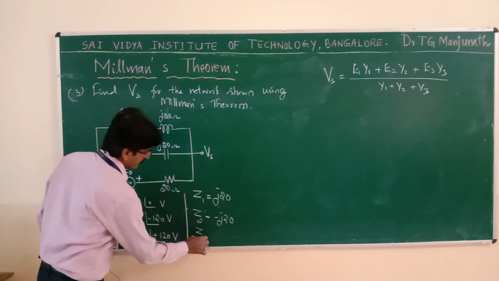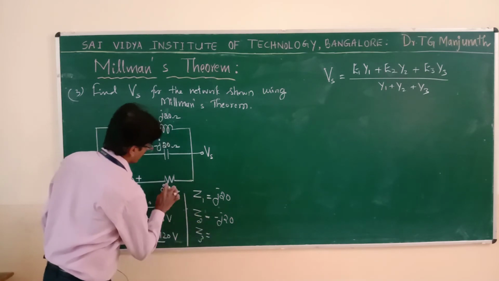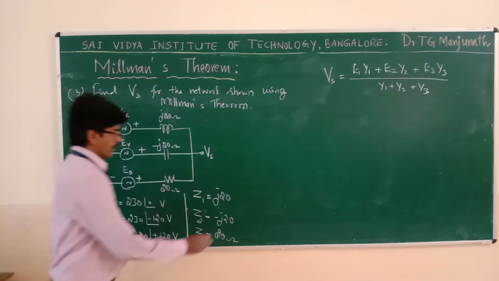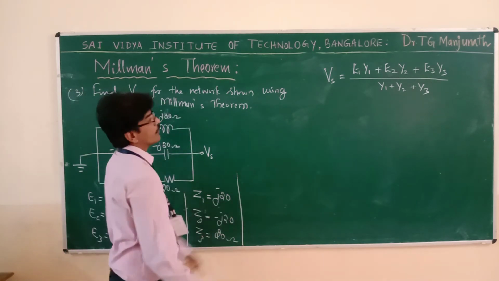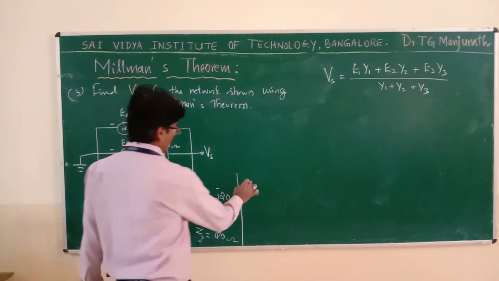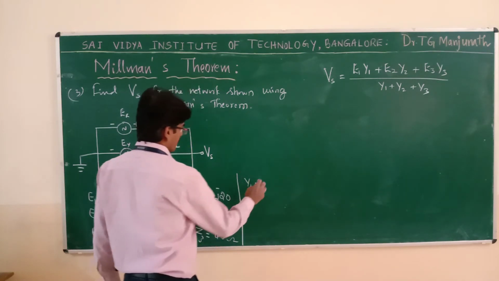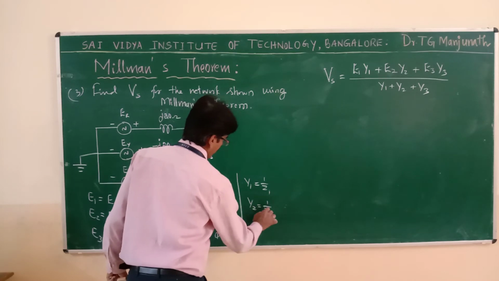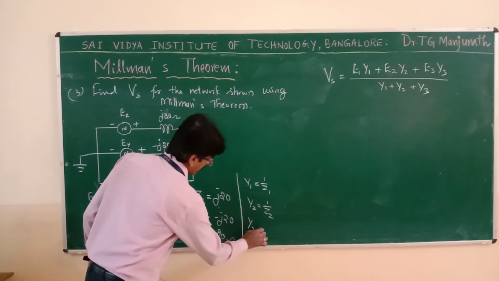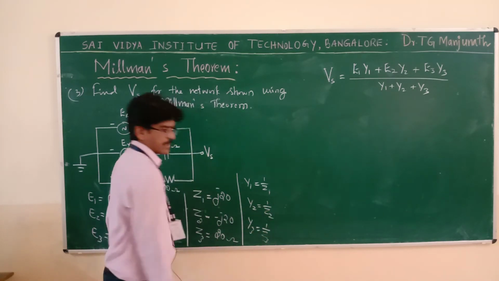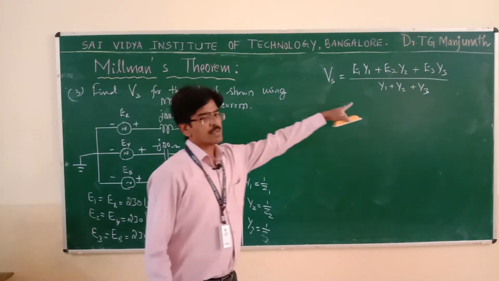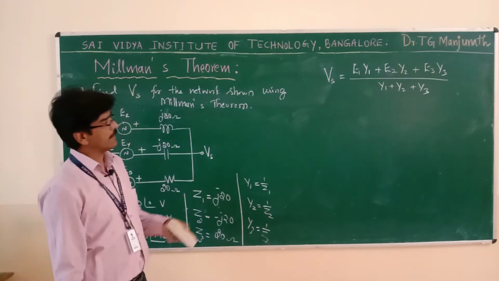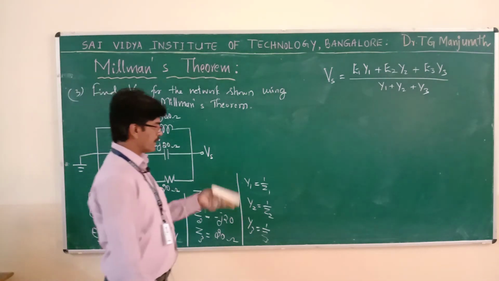Z3 is just 20 ohms. Next, you should know Y1, Y2, Y3. Y1 is 1 by Z1, Y2 is 1 by Z2, Y3 is 1 by Z3. So you have to substitute there. If you want, you can calculate separately, or else you can substitute directly.